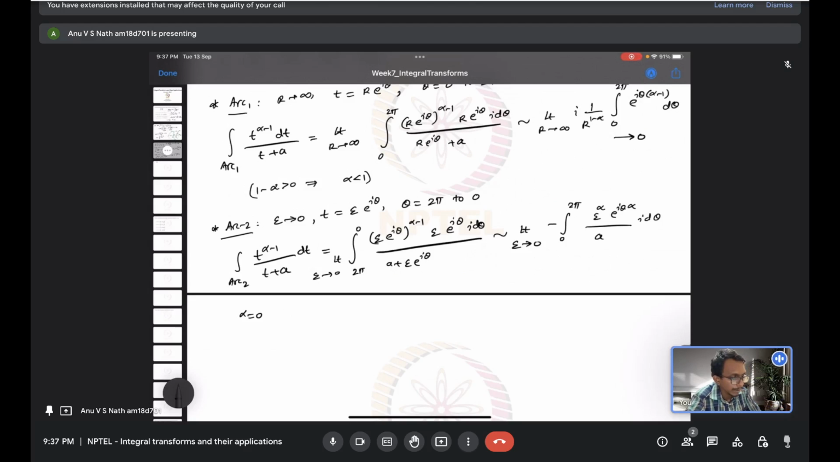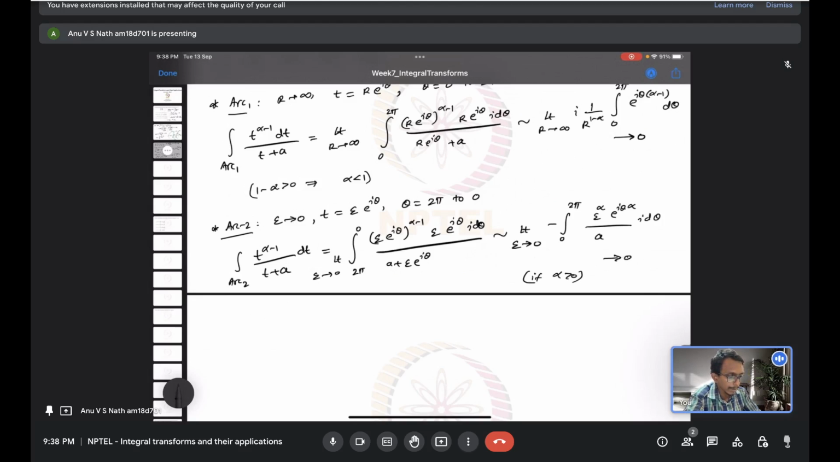Like for alpha equal to 1, I find a finite contribution from the earlier integral over arc 1. But there are specific cases like alpha equal to 0, so those things you can try out. But I say alpha not equal to 0. If alpha is greater than 0, then in the limit epsilon tending to 0, epsilon raised to alpha will make this tend to 0. That's the only limit I am taking. So with alpha greater than 0, the contribution from arc 2 is also going to vanish. You'll find this also tending to 0.